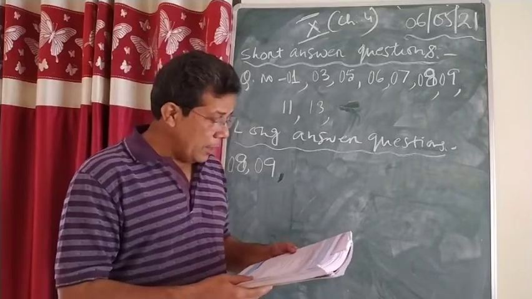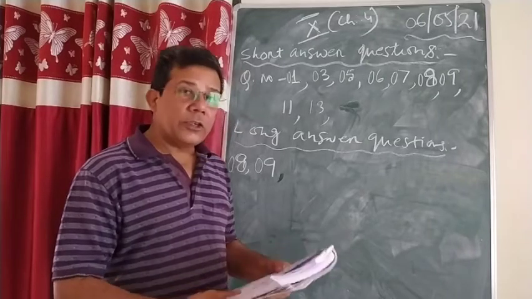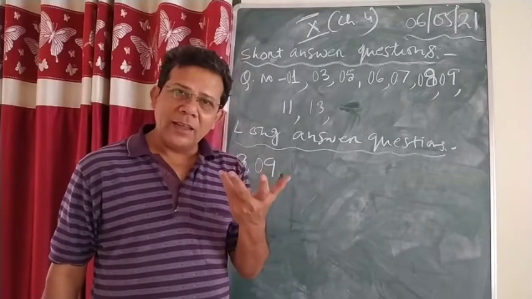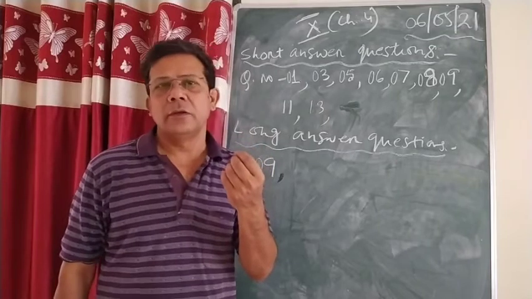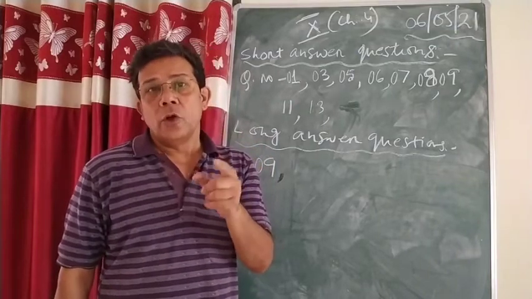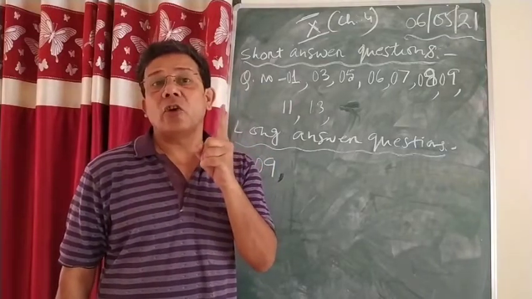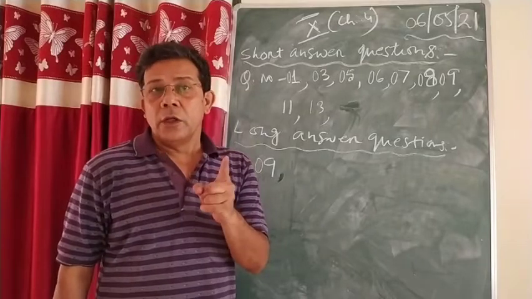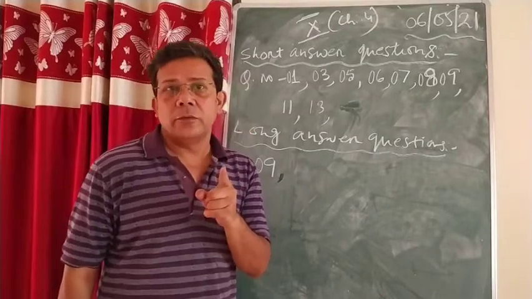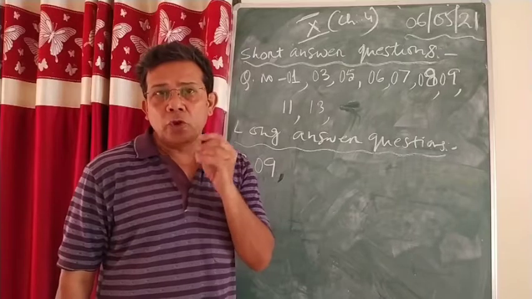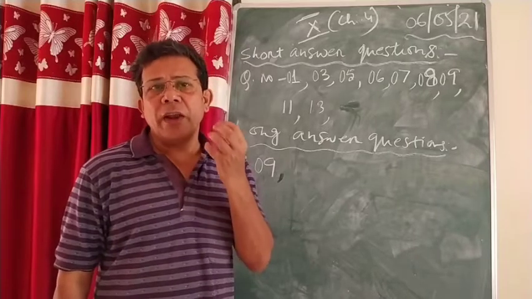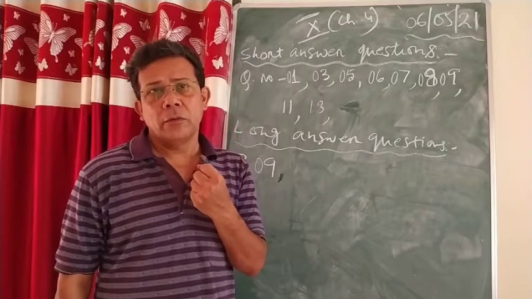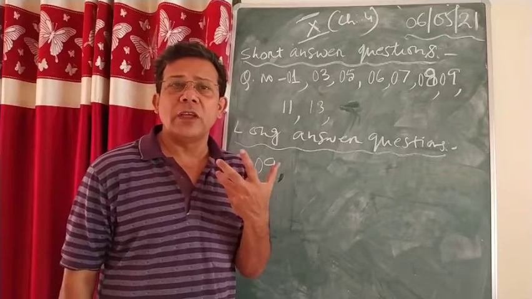Next, question number 9. Why was the Consumer Protection Act passed? Same thing. Why? This Consumer Protection Act was basically passed to safeguard the interest of the consumers. This act has been passed to stop the different kinds of exploitation done to the consumer. Those are the main two things.